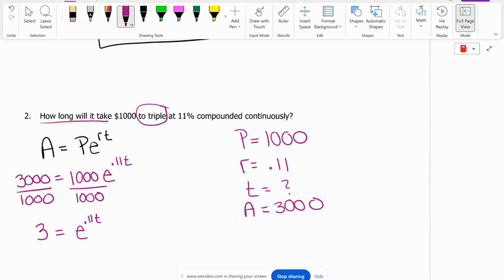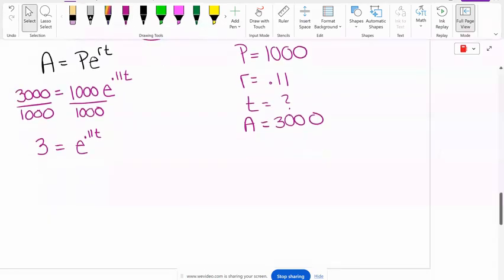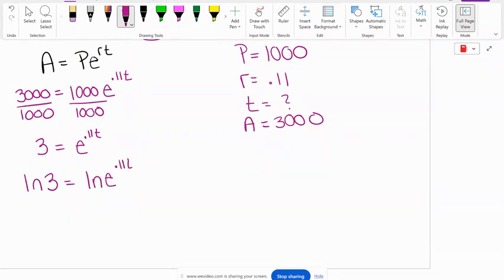Now, in order to solve for t, I need to take it out of the exponent. But since I'm dealing with e, I'm not going to take the log of both sides. What am I going to take? ln, natural log, you got it. So I'm going to say ln of 3 is equal to the ln of e raised to the 0.11t. Well, isn't that a shortcut, ln of e raised to a power? Or it's log base e of e raised to a power? Isn't that just the power? Is equal to the ln of 3.